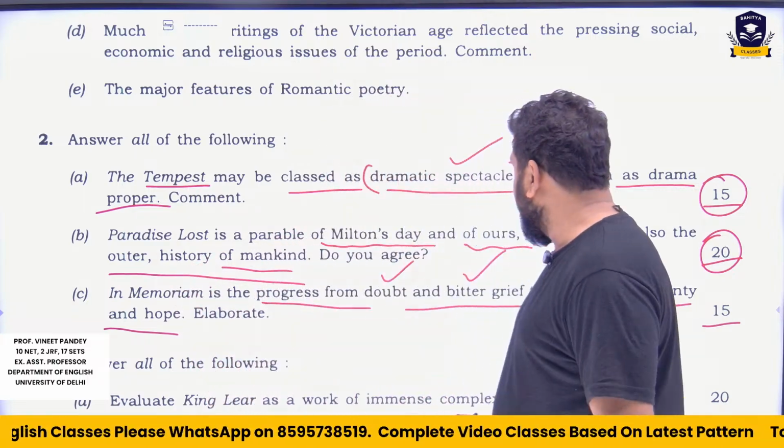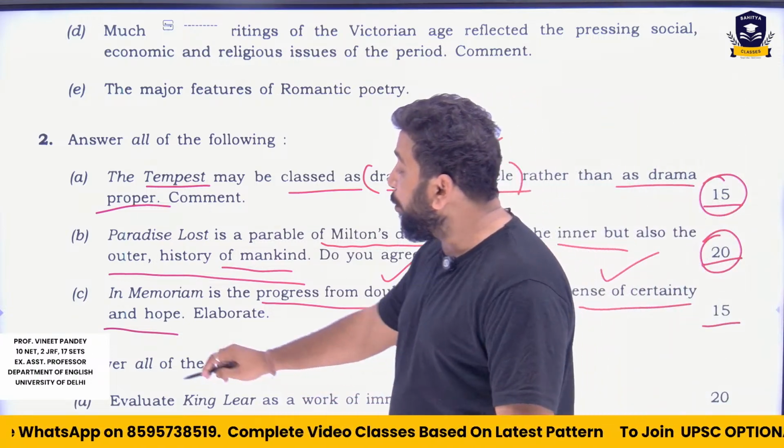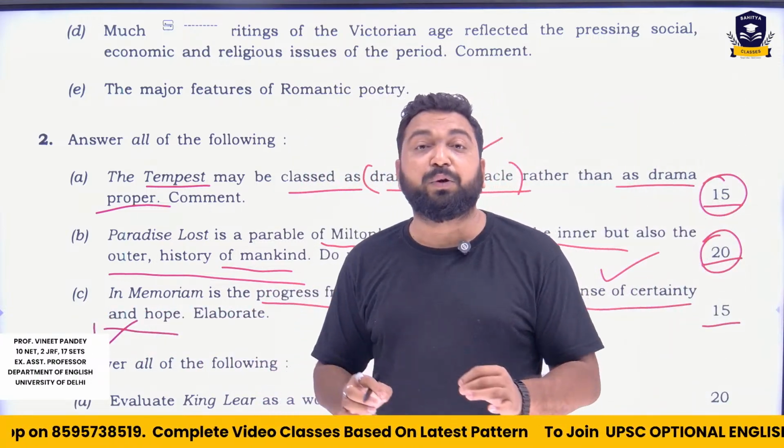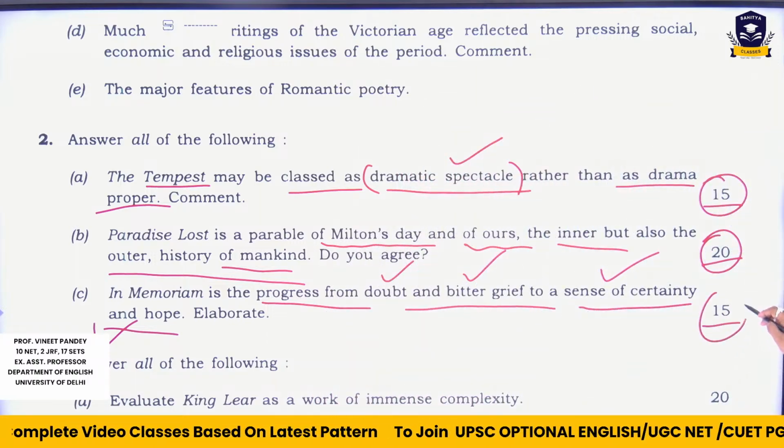But then how Tennyson switches towards the sense of certainty and hope. It is just a critical evaluation of In Memoriam. Again, this question is going to cost you 15 marks.